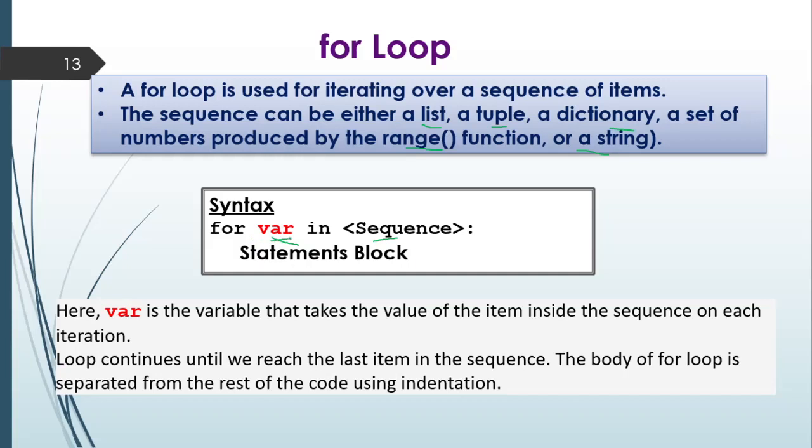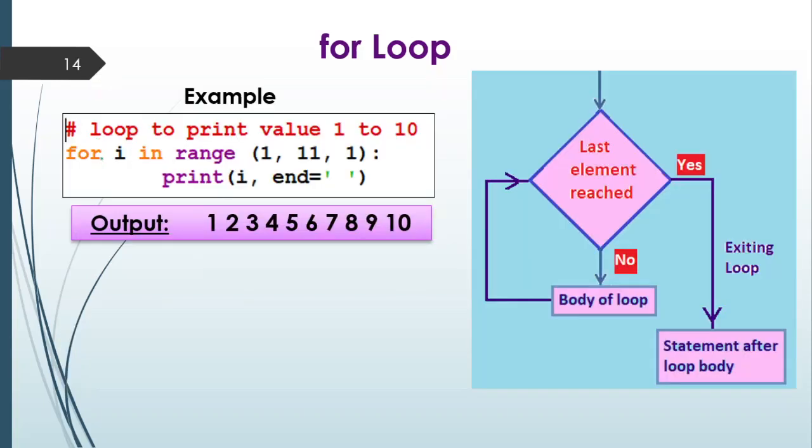This variable will take each value from the sequence on each iteration. The loop will continue until the last item in the sequence is exhausted. For example, this is a loop to print the numbers from 1 to 10. The code is for i in range(1, 11, 1). The range function is used here. Starting from 1 up to 10, all the numbers will be generated by this range function. And on each iteration, the loop variable will contain each item from this sequence.